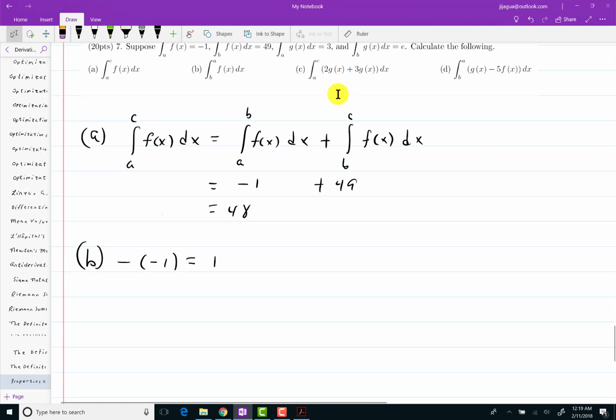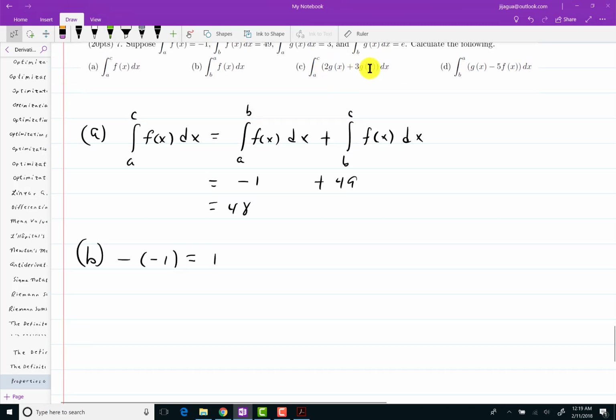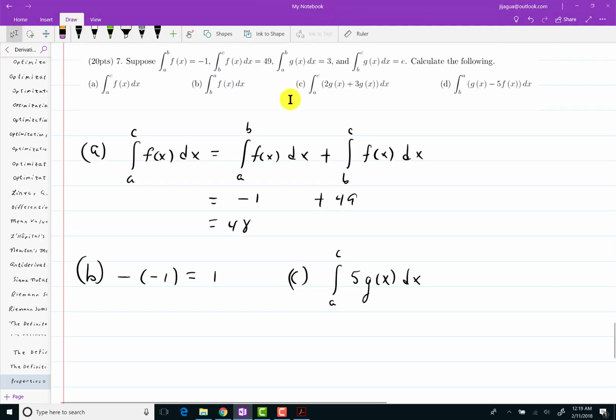Part C, I have no idea what this is asking, but you can add these together and just make it 5 times g of x. I think that'll be easier. So part C, we're doing the integral from a to c of 5 times g of x dx. And do I have any that are from a to c? No, I don't. So I'm going to have to do a little more work even when I do break this up, or take the 5 out. So I'll do that. I'll take the 5 out front times the integral from a to c of g of x dx.